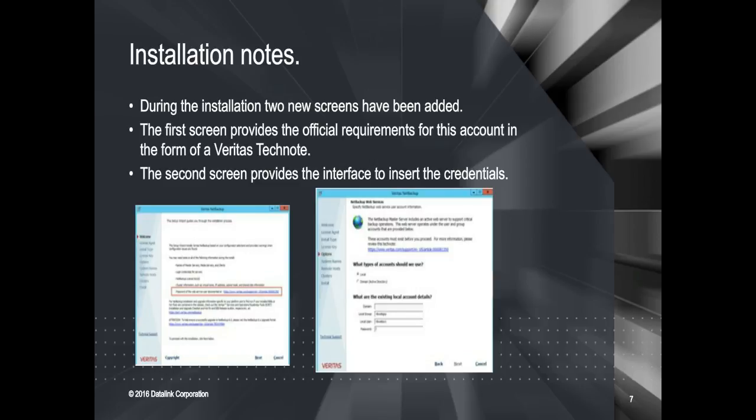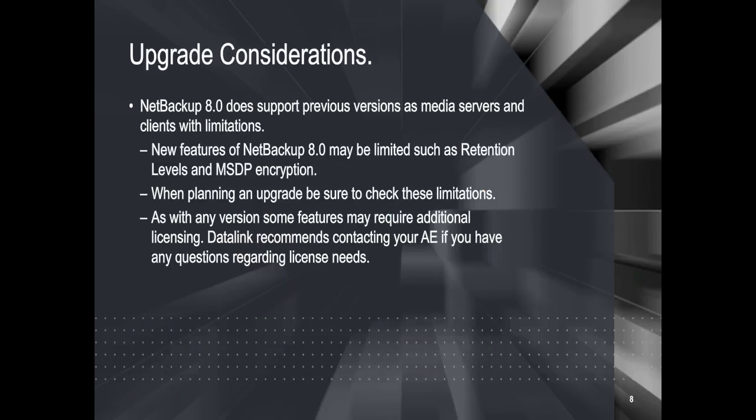And then the second screen, when you click Next, is the interface to put in those credentials. And you have the option to choose local or an Active Directory account. And then once you've put in those credentials, you'll click on Next, and it will verify those credentials and the permissions required for that account.